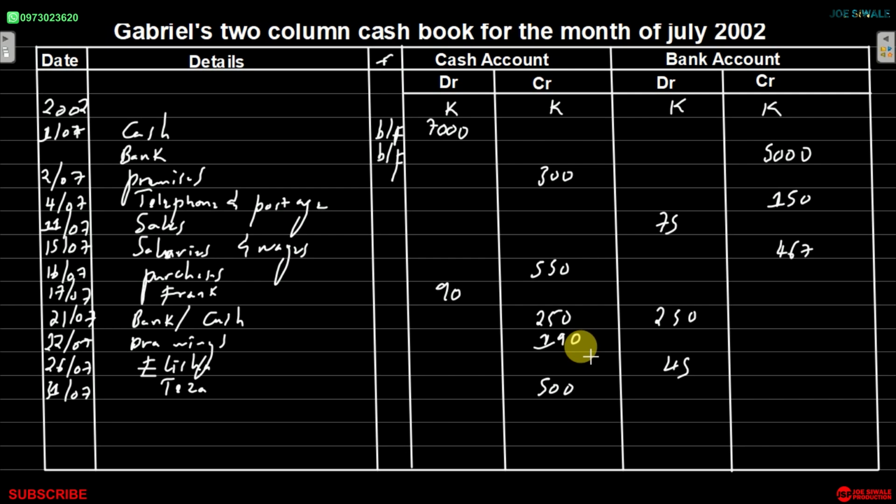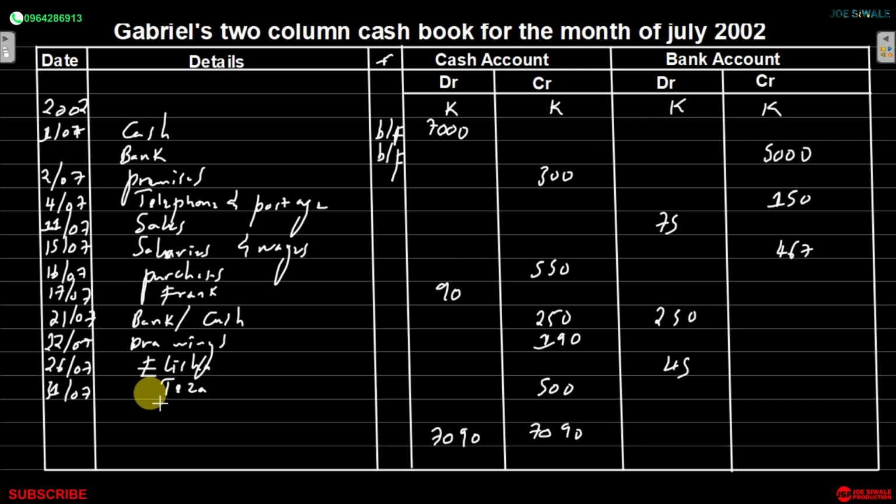1790. So we can see that our 7090 is greater than 1790. So we're going to record 7090 on both the debit side and the credit side. So that's going to be our total. So say 7090 on the debit side and 7090 on the credit side.